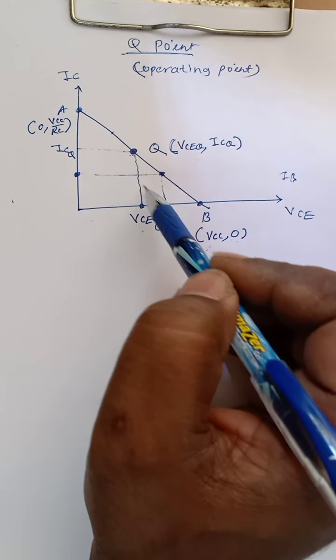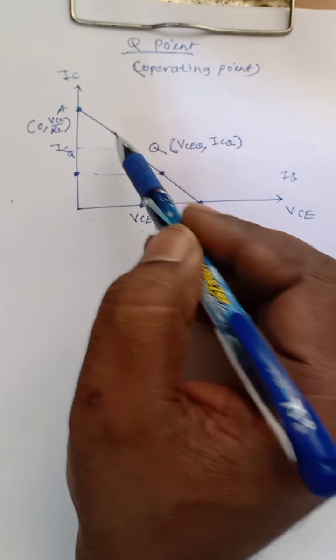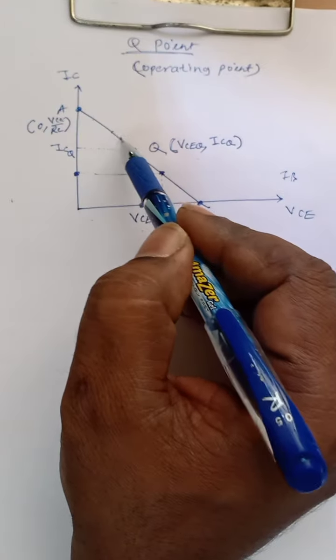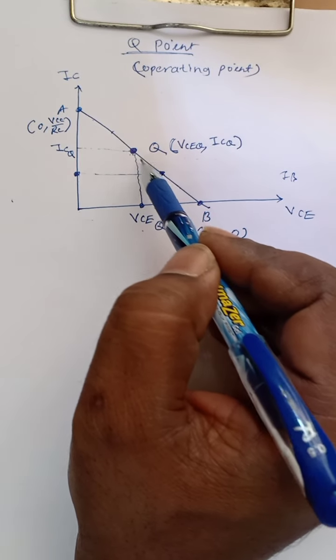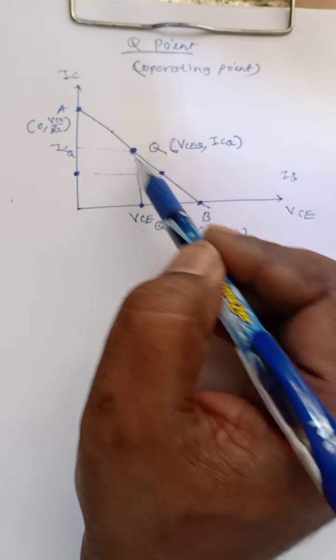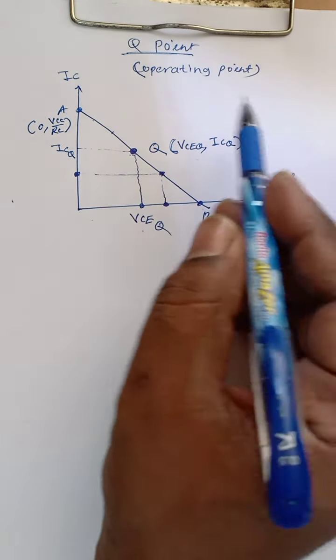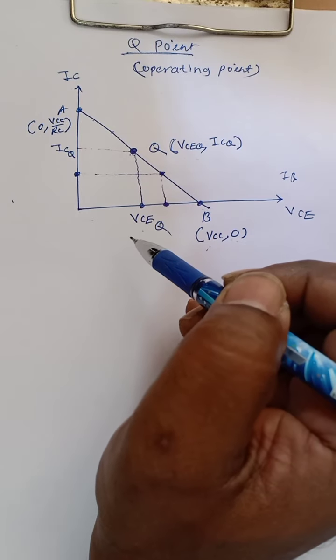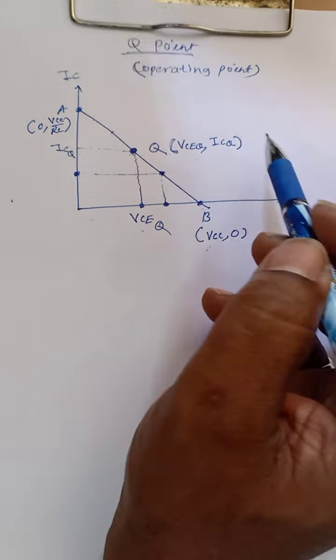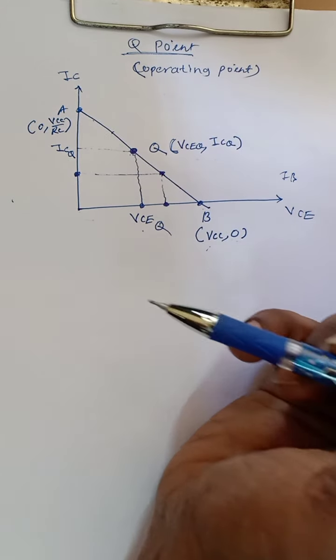Okay, when collector current increases, the Q point shifts up. When collector current decreases, the Q point shifts down. When the Q point shifts down, the VCE increases, and vice versa. So this is nothing but the Q point of a transistor, or operating point. For maximum amplification, the Q point should be at the center of the DC load line.